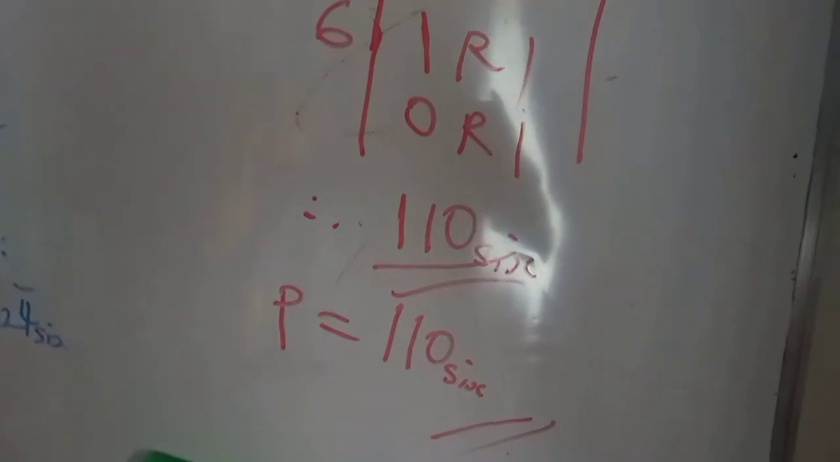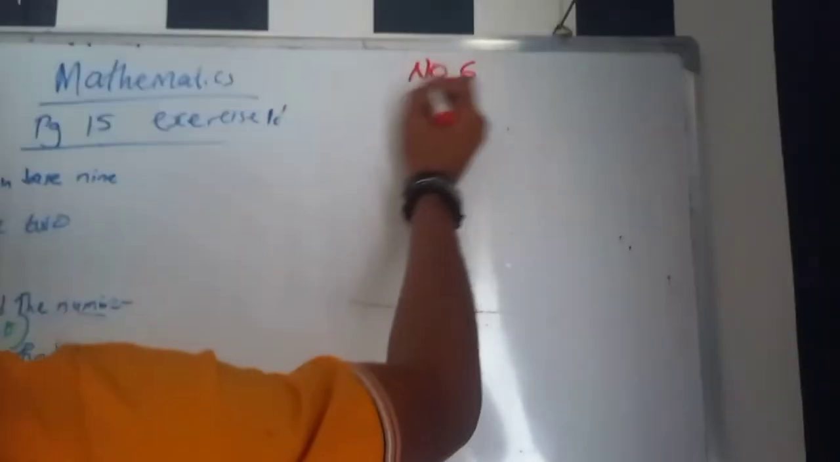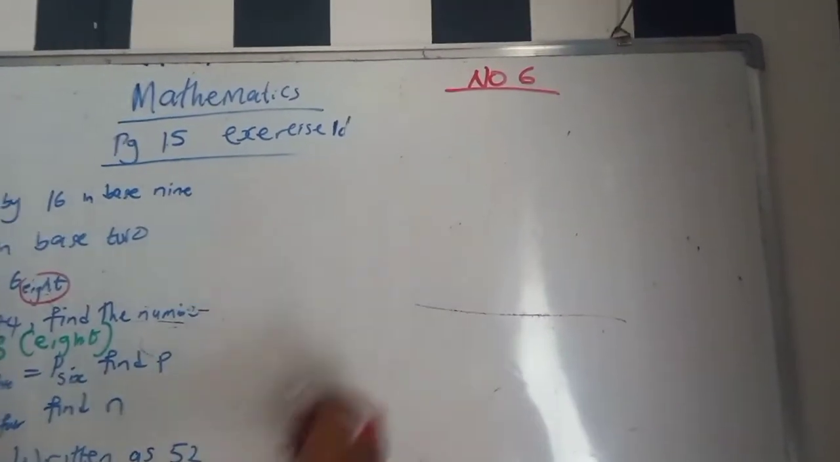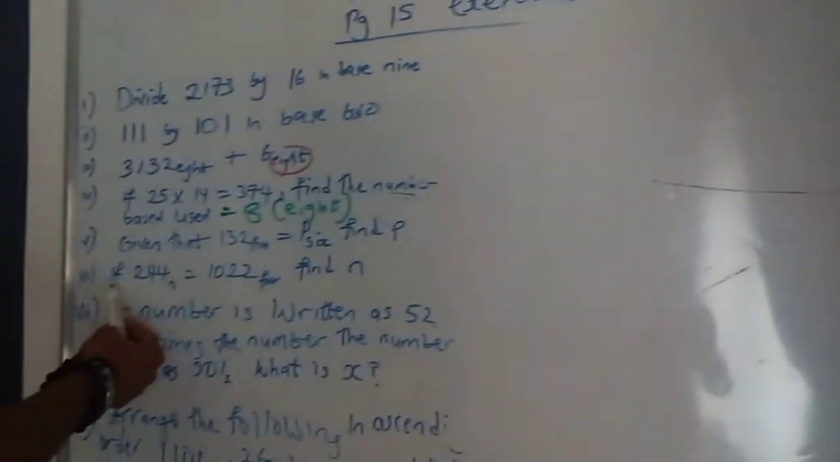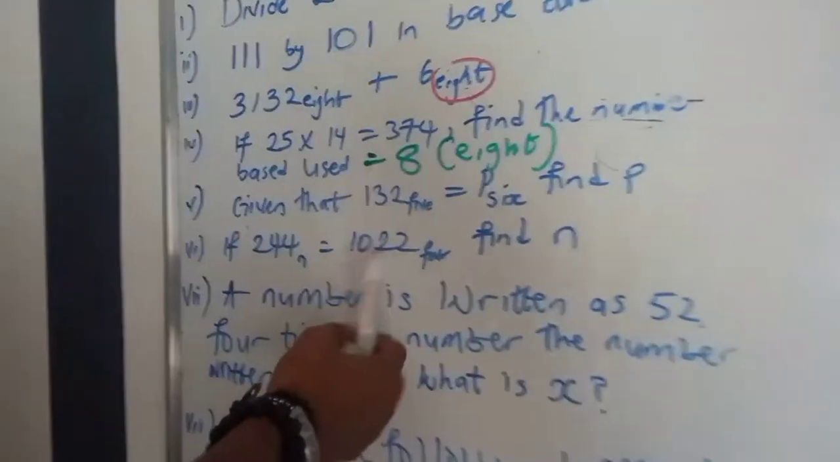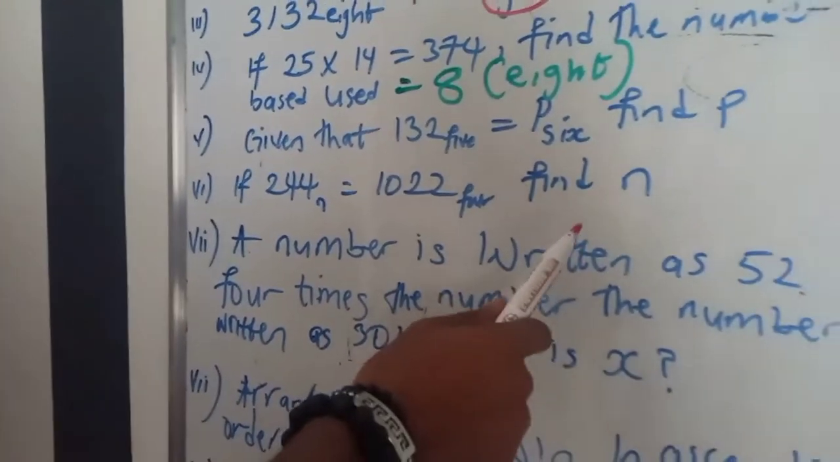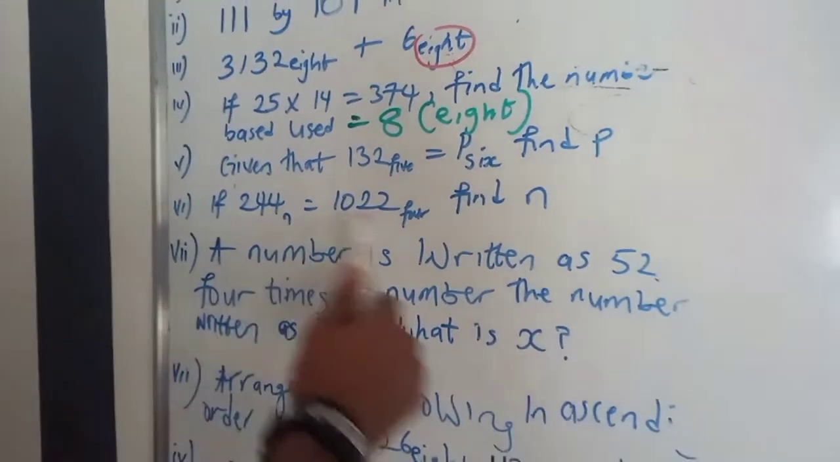You can also check your textbook to confirm this answer. So we are solving number 6 now. Although this number 6 I have already solved with another question, all the same, let me solve it also. Now this number 6 question: if 244 base n equals 1022 base 4, find n. So we are going to find n, and n is the number base. So let's continue there now.